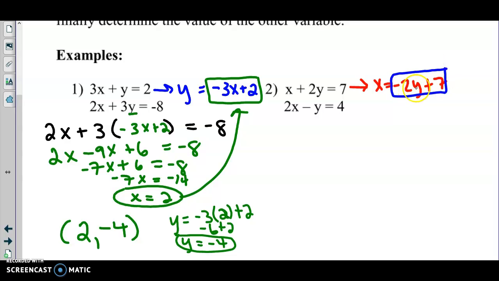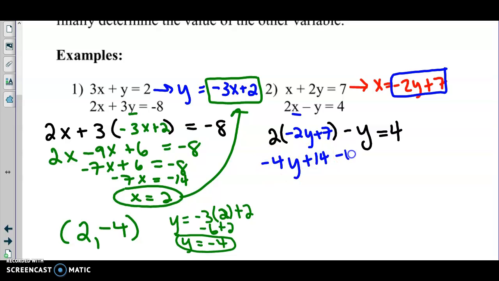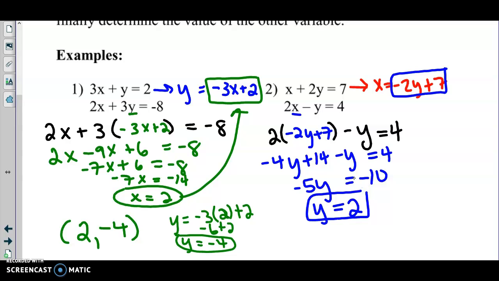And we are plugging in negative 2y plus 7 in for x. So 2x minus y equals 4, plugging in negative 2y plus 7. So negative 4y plus 14 minus y equals 4. Negative 5y equals negative 10. So y is going to equal 2. I apologize for skipping a step. I combined like terms and moved the 14 at the same time. All right, y equals 2.